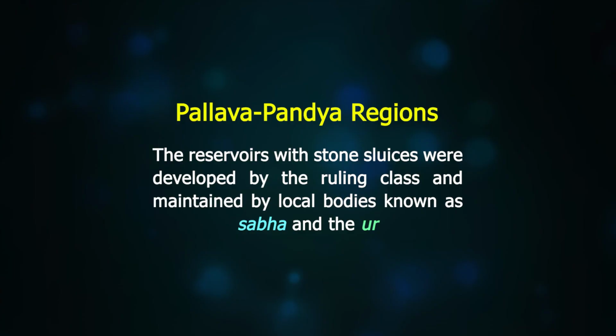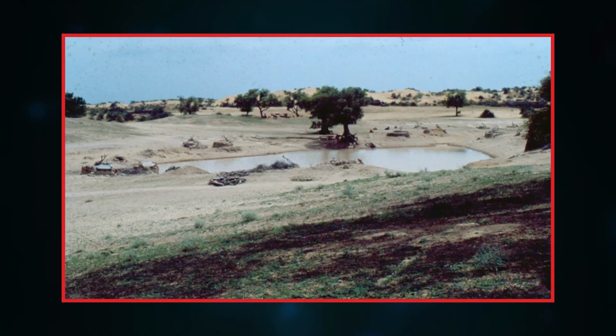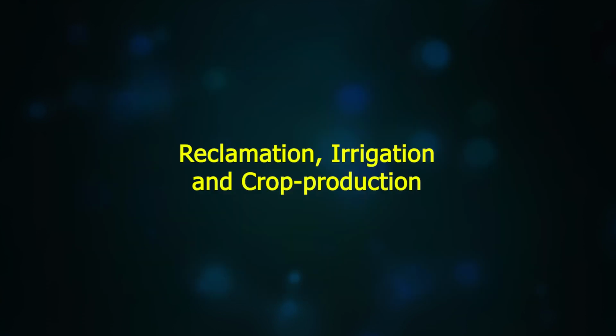In the Pallava Pandya regions, the reservoirs with stone sluice were developed by the ruling class and maintained by local bodies known as Sabha and the Ur. These endowments were made in the vicinity of water bodies in all the Nadus. The Nadus under Pallavas evolved within Kottams, pastoral cum agricultural regions, reclamation, irrigation, and crop production.